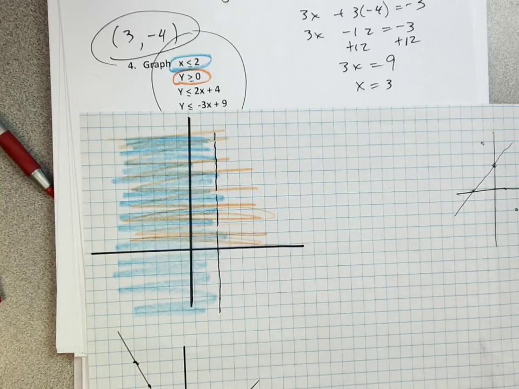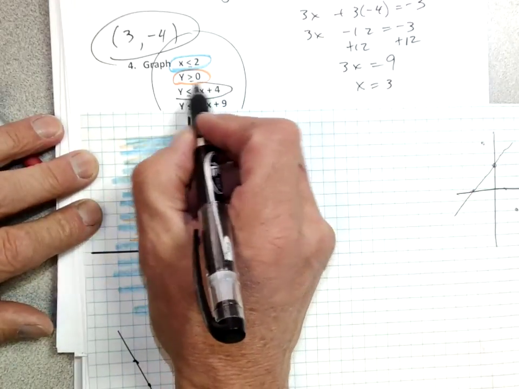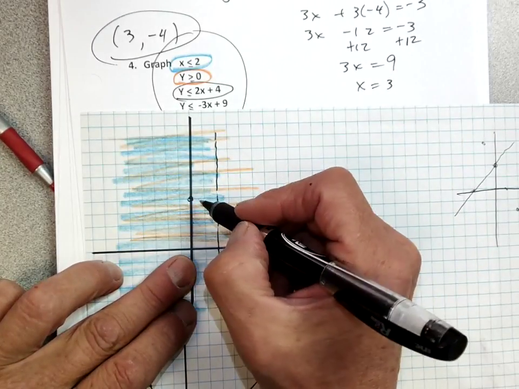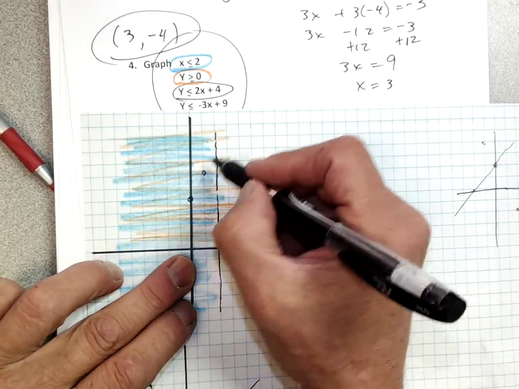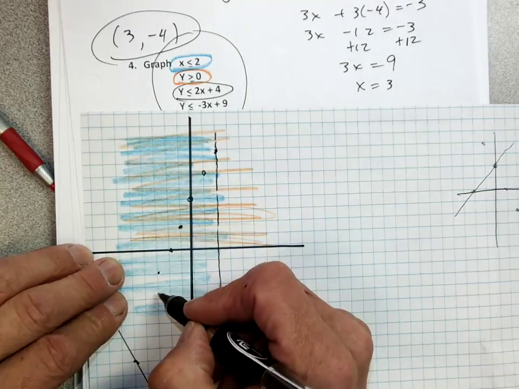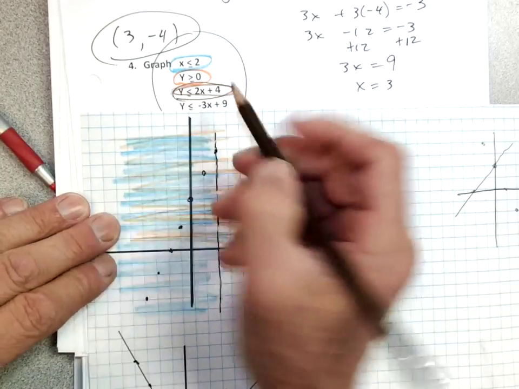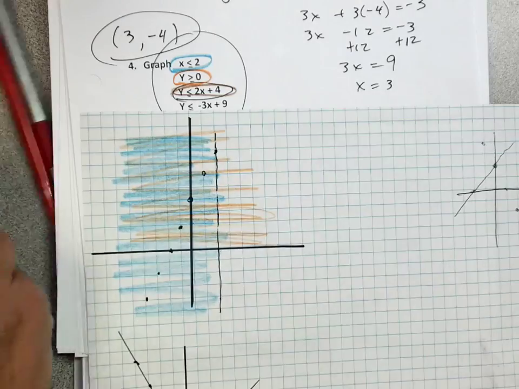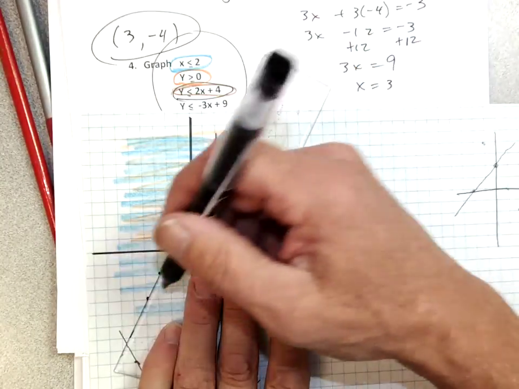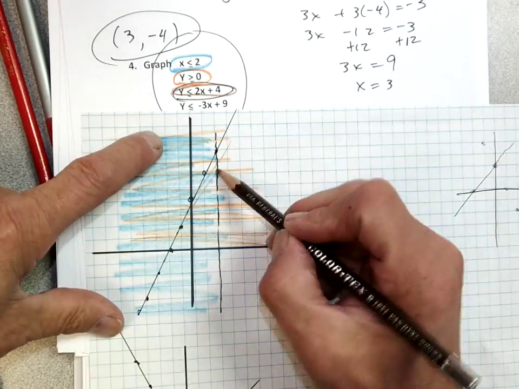Let's see. I'll do y is less than or equal to 2x plus 4. So I'll go 1, 2, 3, 4. I'll go up 2 over 1, up 2 over 1, right? I'll shade that one in brown. So I'll put that one in. And I'll shade less than, which is everything below.